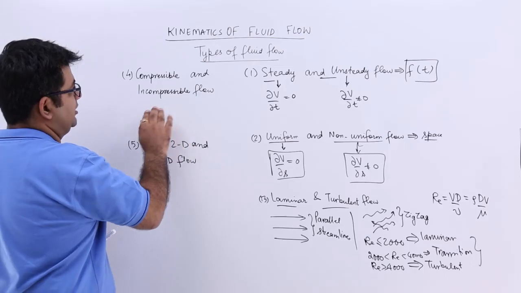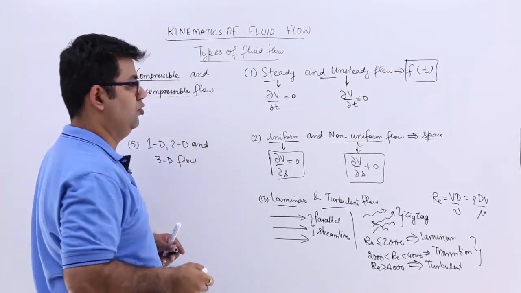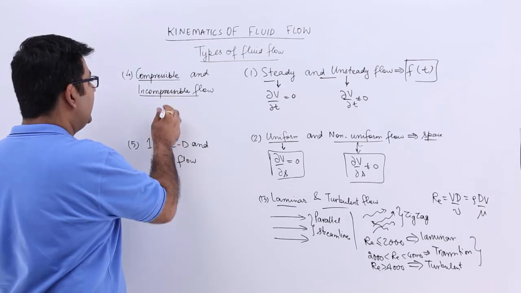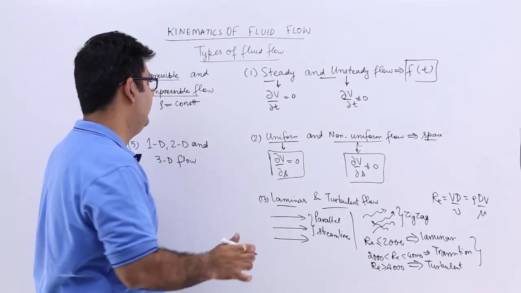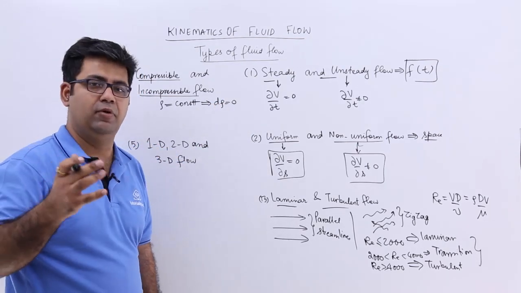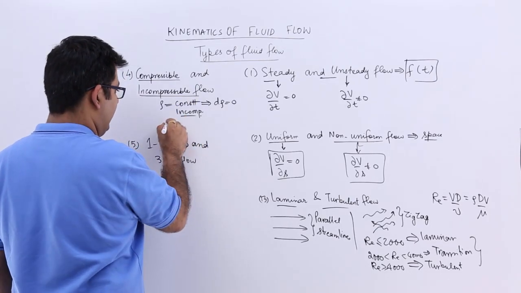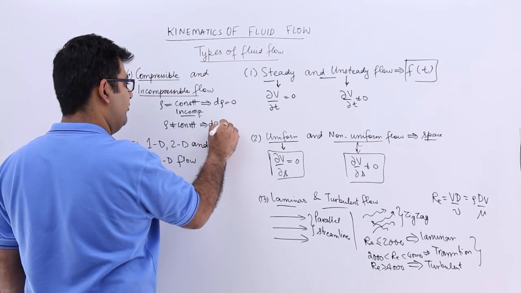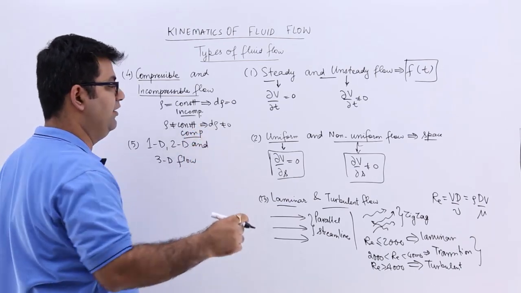Now, let's move on to the next type of fluid flow, that is the compressible and incompressible flow. Compressibility means we are talking about density. If the density remains constant, if there is no change in the density, which means d rho is 0, then the flow is called incompressible flow. But if the density is not constant, this means that the change in density would not be a zero value. Then this becomes a compressible flow, meaning your density will change.